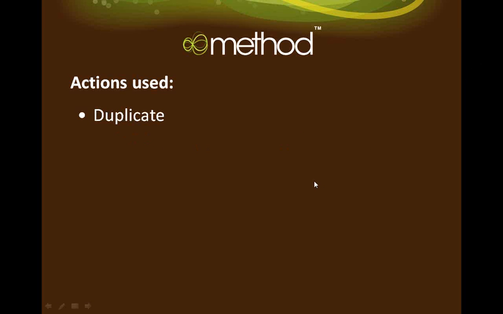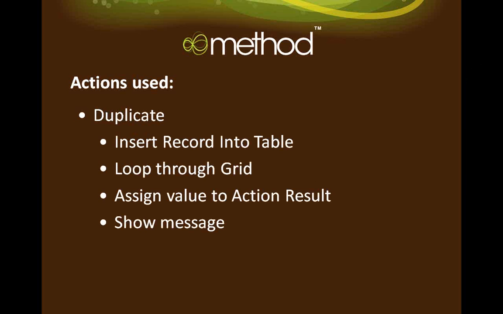Okay, we're going to move on to our last section here, which is going to be the duplicate. There's a few actions used in here. We're going to start with insert records into table. Show you a few things there. Loop through grid. If you need to learn a lot more about looping, there is a webinar available on it, so head over to our webinar section and check that out. There's assign value to action result. We've kind of used that already, and then a show message.